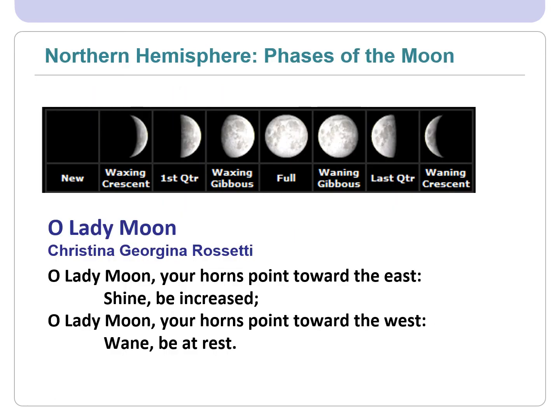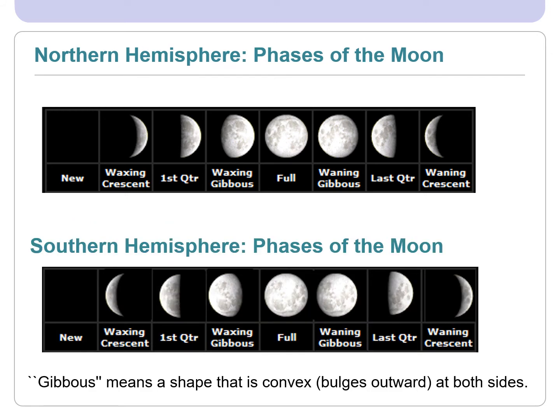From the northern hemisphere, this is what the cycle of phases looks like. But the direction of the horns of the phases is seen in opposite directions between the northern and southern hemisphere, with the equator being sort of horizontal in its phase.